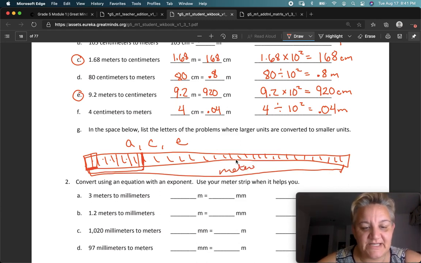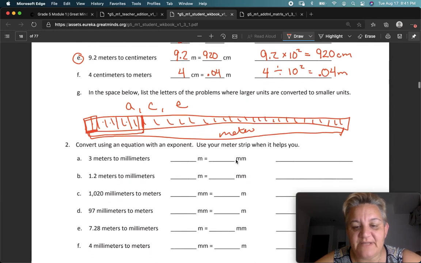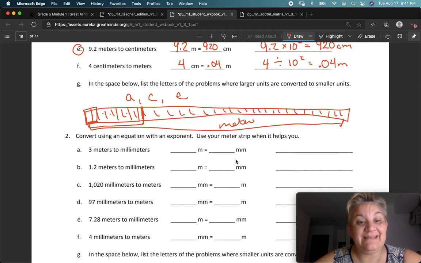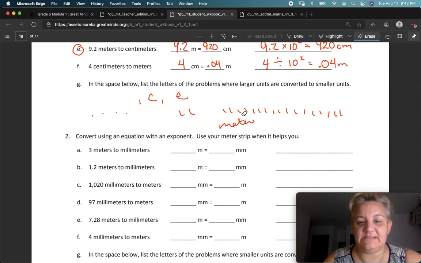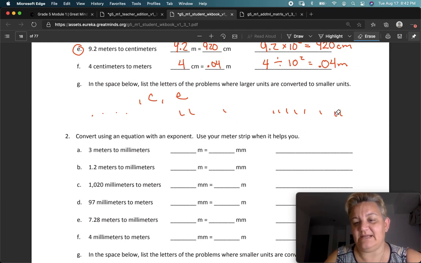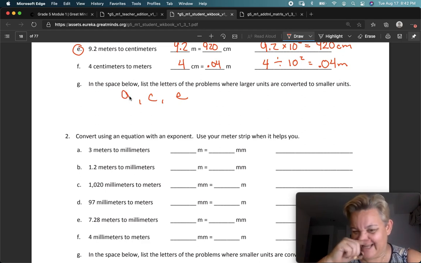Okay, convert using an equation with an exponent. Use your meter strip when it helps you. Okay, now we've got meters to millimeters. I'm going to erase all this so I have a little space to work, because I want to show you some equations before we get started. All right, some formulas to help you.